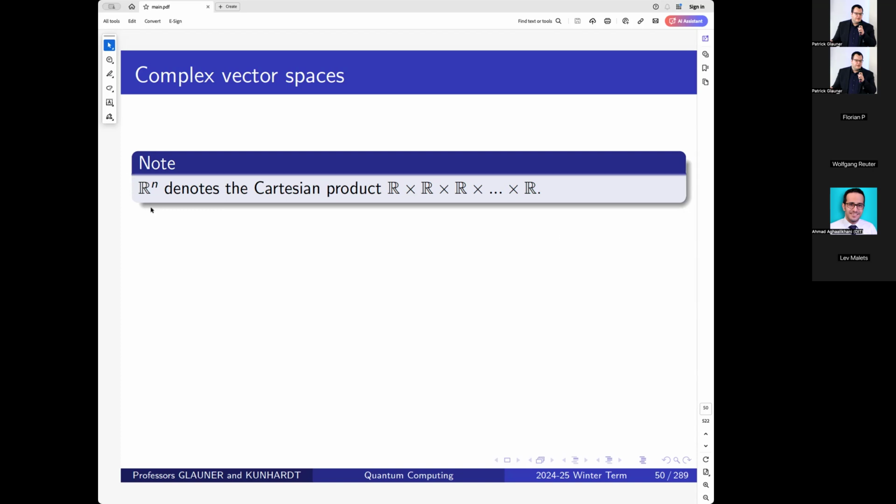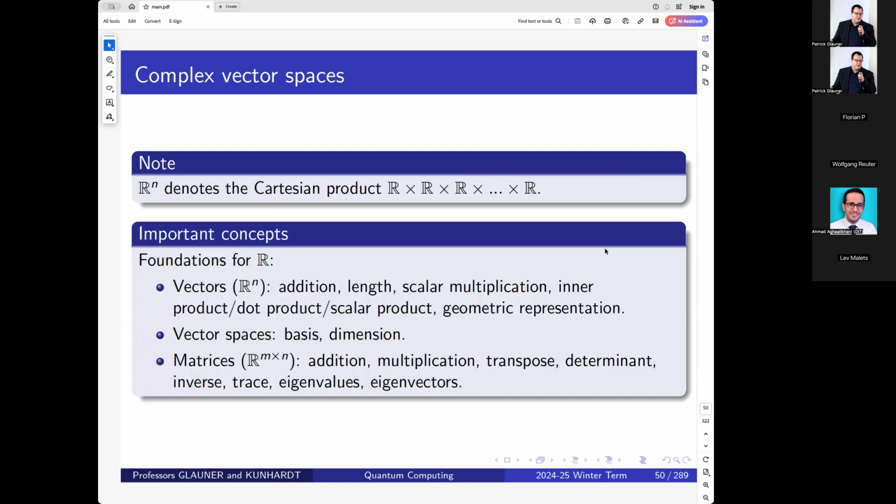Just as a brief reminder, you have seen this before, like in a Maths 1 course, that you have this R for the real numbers, the set of real numbers to the n. That concretely refers to the Cartesian product of R with itself n many times. You've seen this before. It's just a quick revision because we will need this notation a few more times. And we will very briefly revise some fundamentals in linear algebra now, like vectors and matrices and some of these operations.